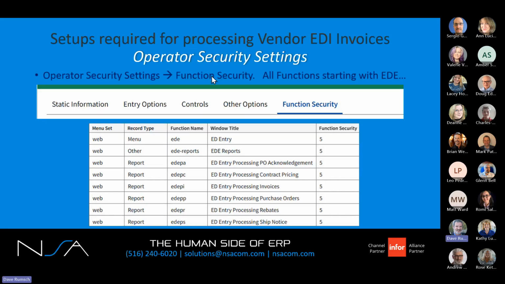The last section of security, which truly surprised me, was that you had to have security to every function that starts with EDE. It took me about 6 months, but finally got the word that you had to have security to EDE, and I believe it's security level 3, not up to 5, for all of the EDE functions, or you won't get the data to do the search. I'll show you that in a second.